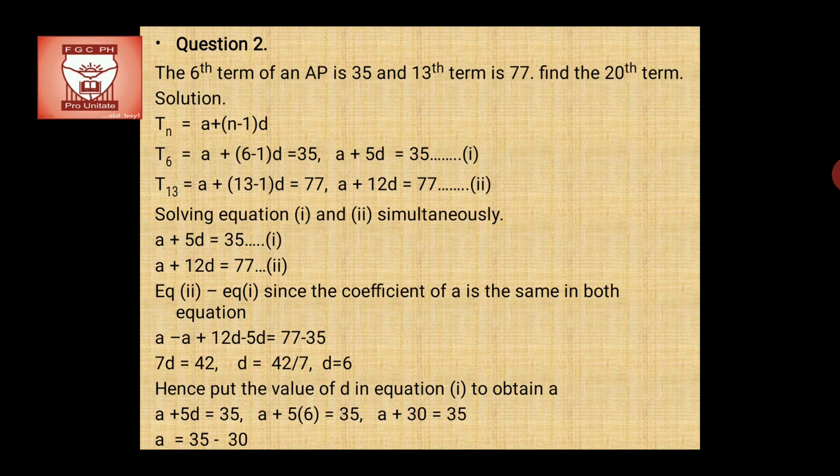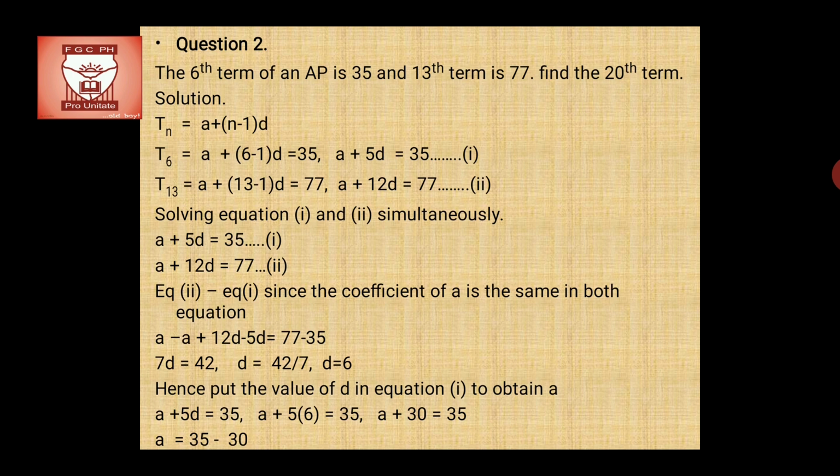Also, using the 13th position, we have A plus 13 minus 1 multiplied by D equals 77. Opening the bracket, we have A plus 12D equals 77. This can also be regarded as equation 2. Now, solving equation 1 and equation 2 simultaneously.